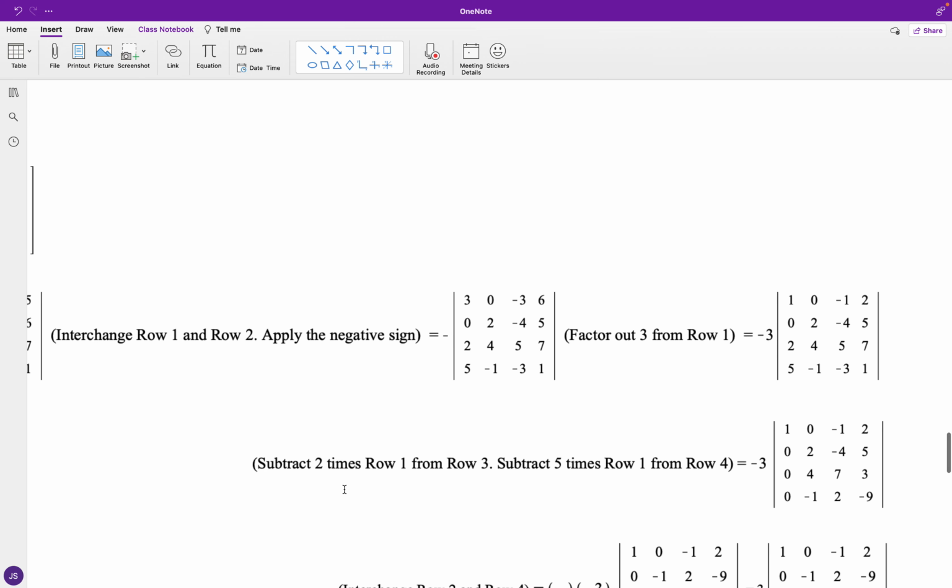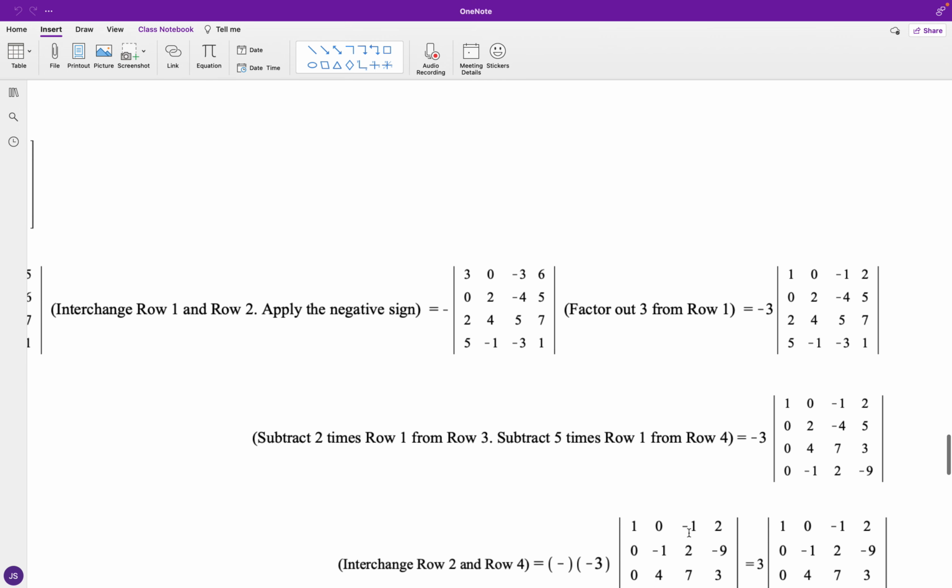If I subtract 2 times the first row from the third row, and also subtract 5 times the first row from the last row, the first 2 rows remain stable. With the third row, we have the changeover to 0, 4, 7, and 3. And again, the last row: 5 minus 5 is 0. Negative 1 minus 0 is still negative 1. And negative 3 plus 5 becomes 2. And 1 minus 5 times 2 is 1 minus 10, which is negative 9.